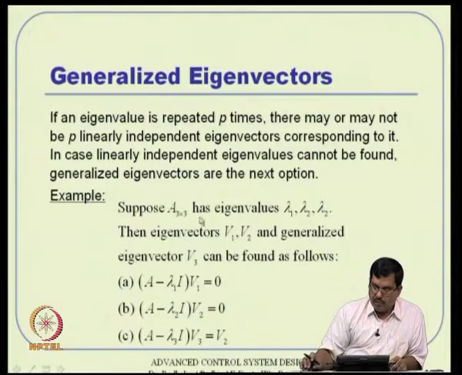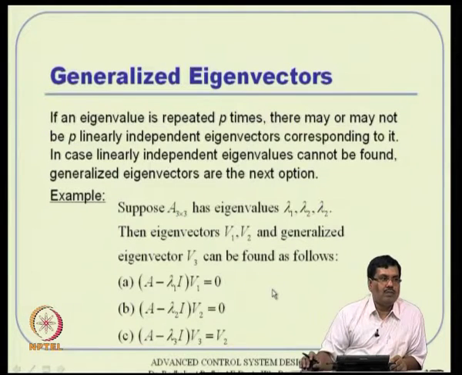How do you compute that? Let us say you have lambda 1 and lambda 2, where lambda 2 is repeated twice. For lambda 1 and lambda 2 you will get V 1 and V 2 anyway. That is fine. But for the third, which is also the same as the second lambda 2, suppose there is no linearly independent eigenvector. Then you formulate an equation where the right hand side is not equal to 0, but is equal to V 2. Whatever solution you get, V 3, will be a generalized eigenvector.